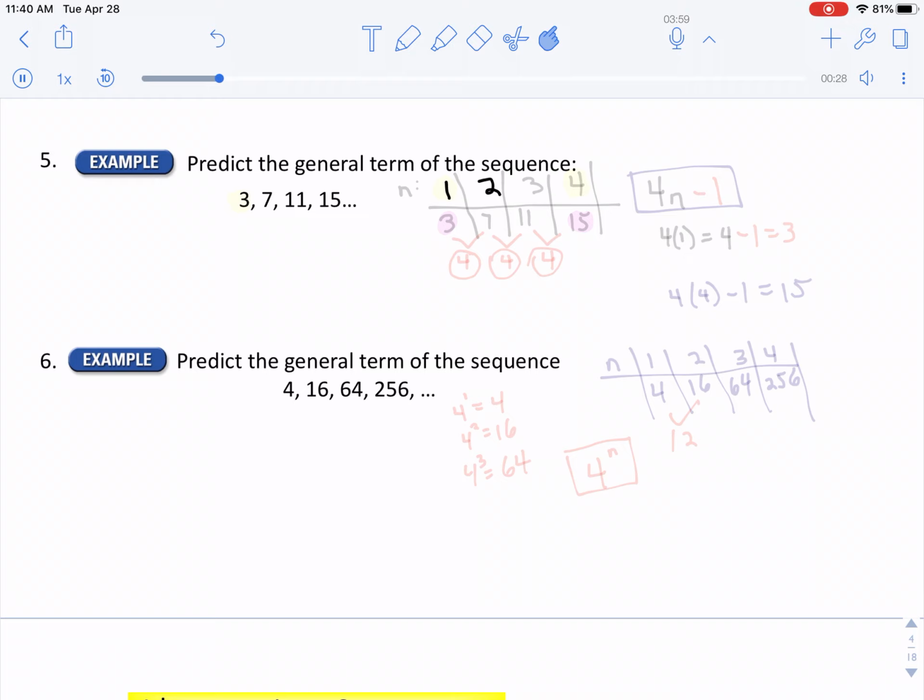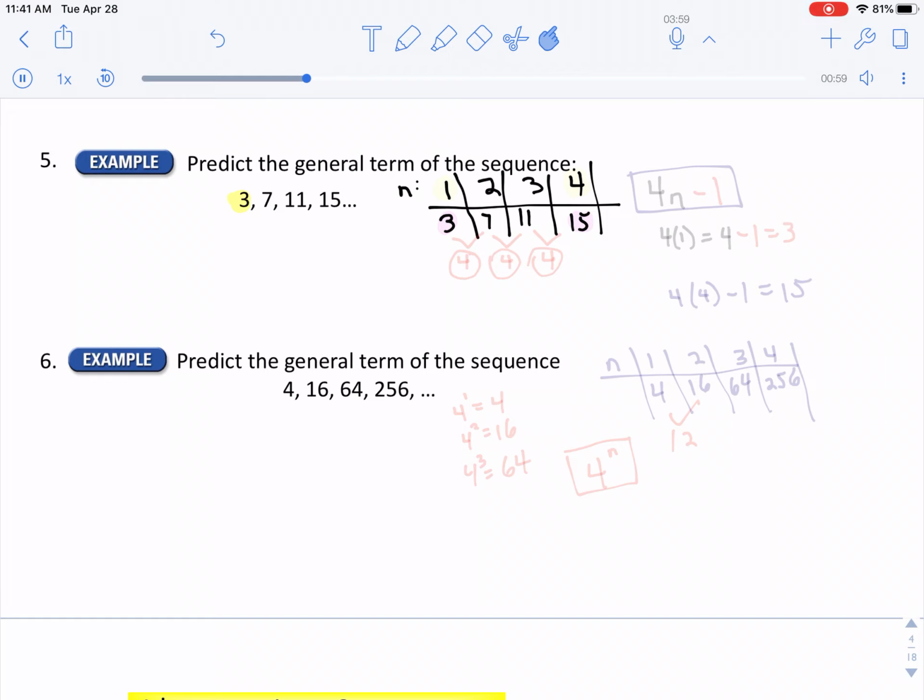We usually call the domain n with sequences. So 1, 2, 3, 4. And then what value goes with the 1? Well, that's the 3 that's in the sequence, this 3 here. And then the second term is the 7, the third term is the 11, and the fourth term is the 15. So that's the first thing I do, is put it into a table.